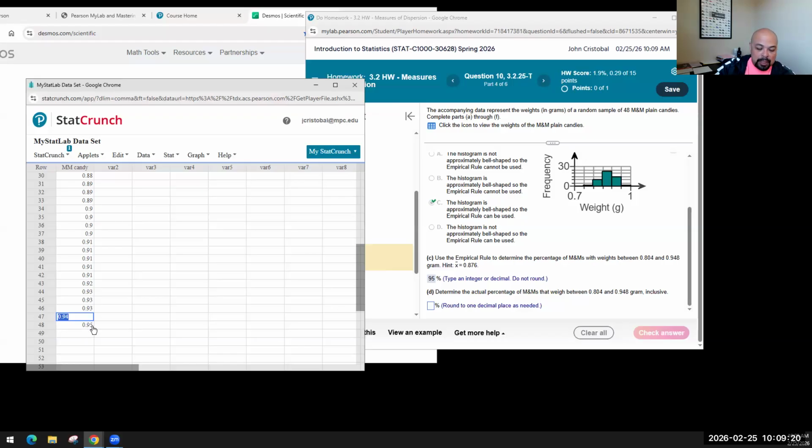So basically, the only ones that are not between are the 0.95 and that 0.79. So there's 2 data values, right? 2 out of the 48 that are not. Remember, there's 48 values. Just go down here, 48 data values. So 2 out of the 48 are not in that range. So that means 46 out of 48 are, okay? They're within that space.